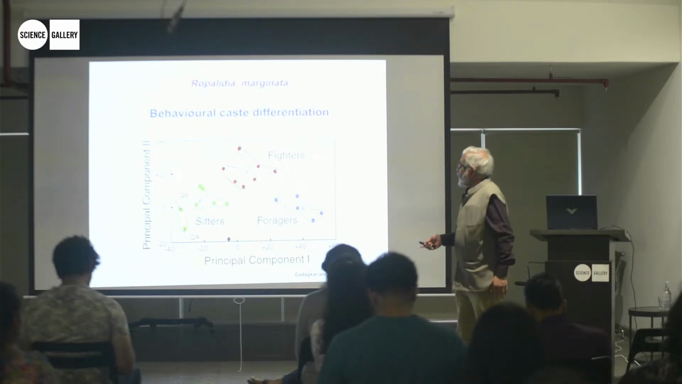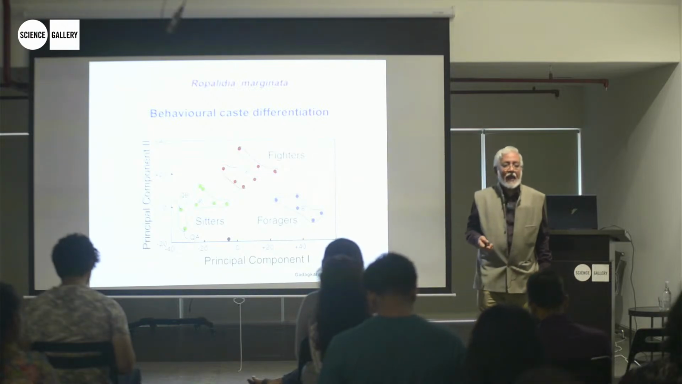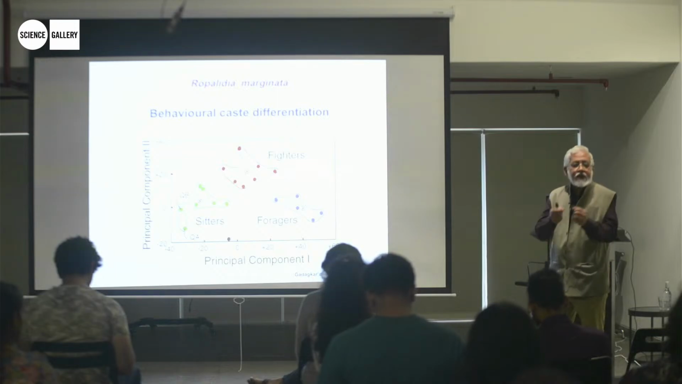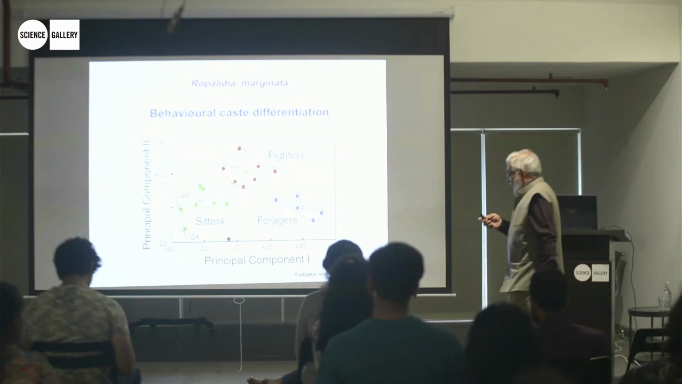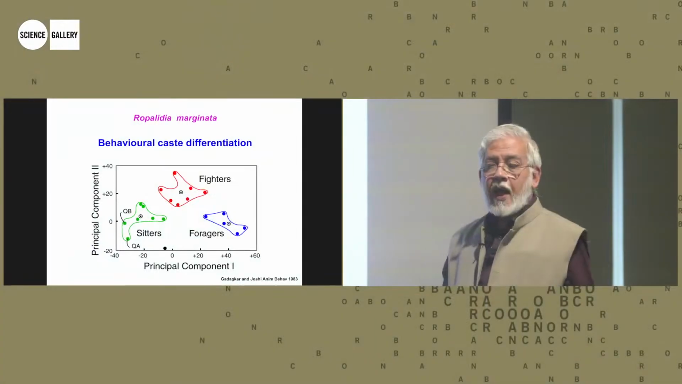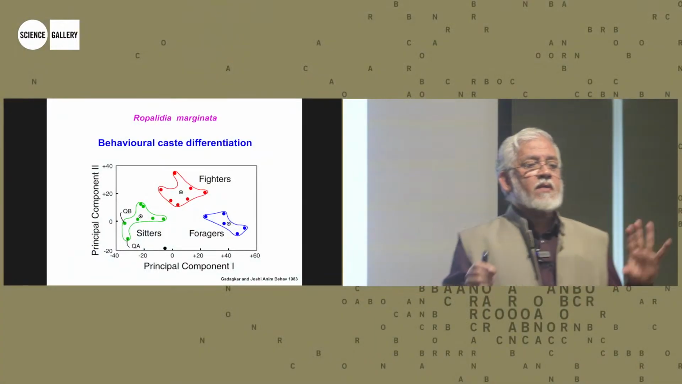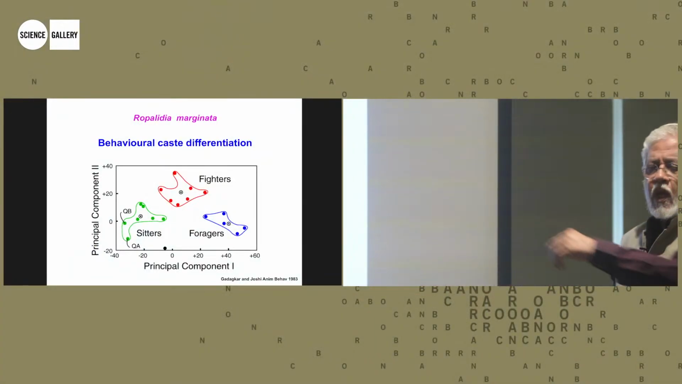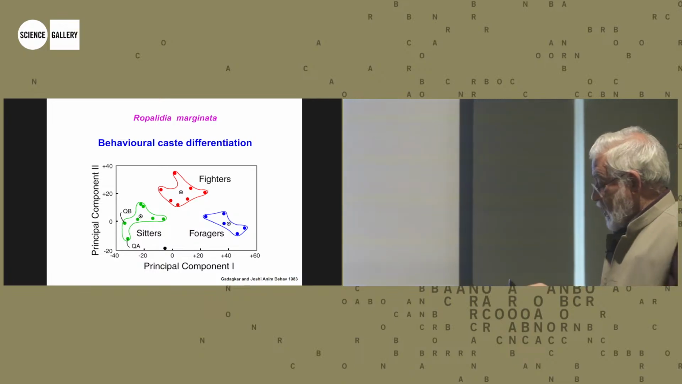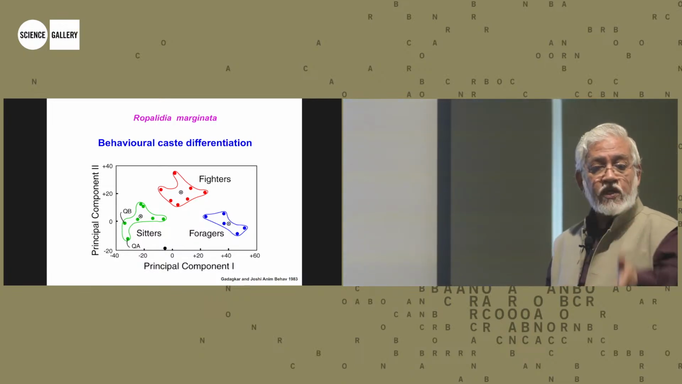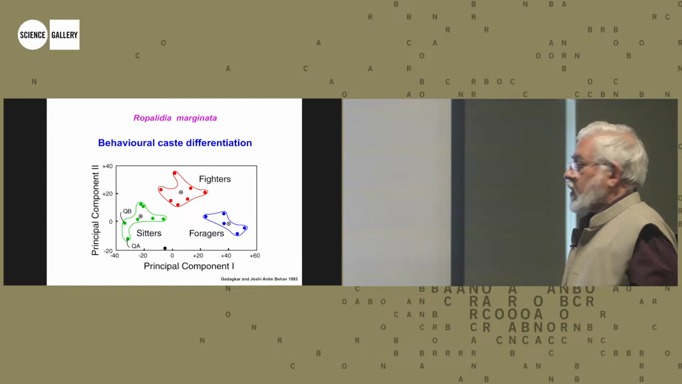Then there was a group which is very nasty, aggressive wasps. They were fighting and chasing other wasps a lot. So we said, let's call them fighters. And then there were some honest, hard-working wasps which spent most of the time going out and bringing food. So we use the word foraging for bringing food. So we called them foragers.